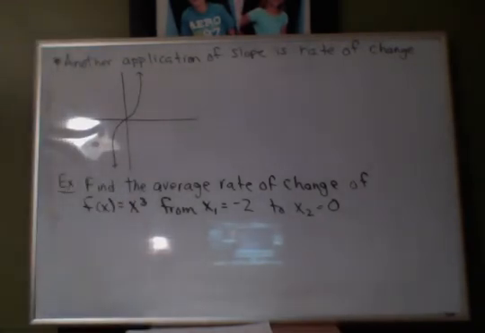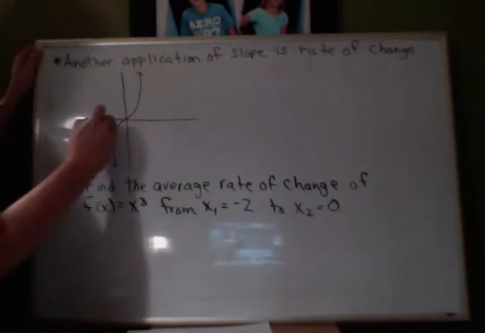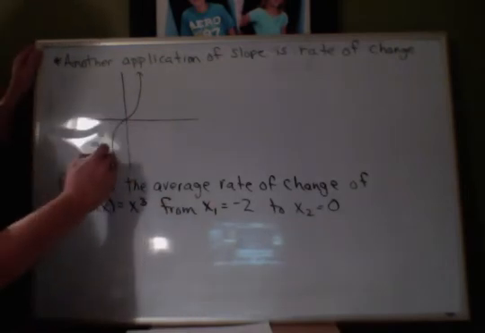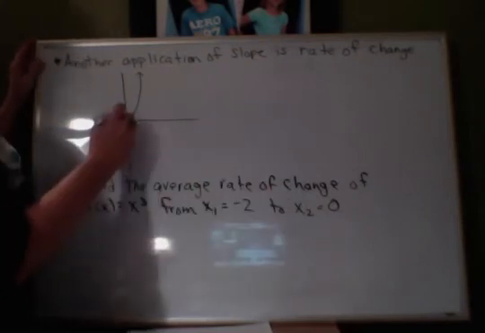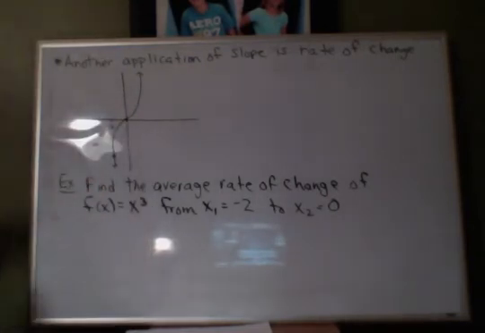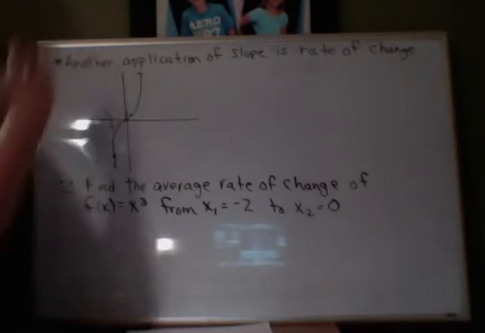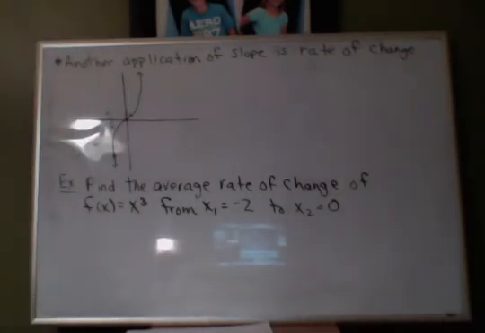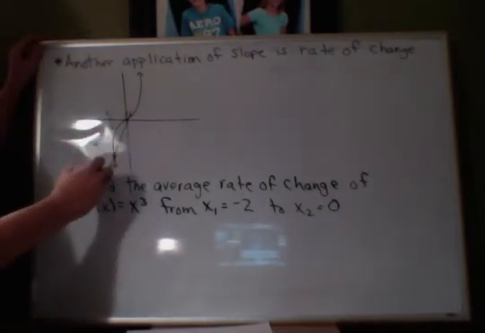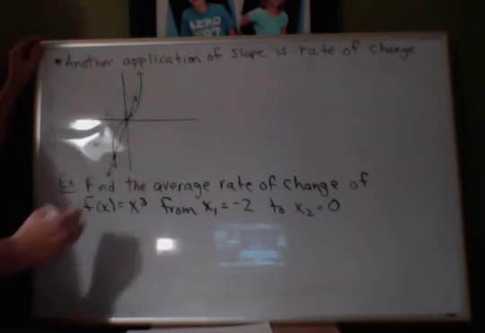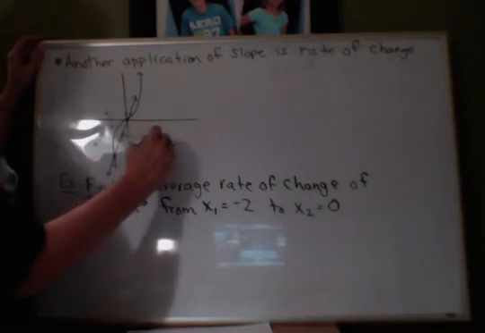This says that we would like to find the average rate of change from x1 equals -2, so wherever I might have -2 here, I have some ordered pair here, and x2 equals 0, which is actually going to be right here. So this is x1, and this is x2. And we really want to find the average rate of change. We're really looking for the slope of this line, which is called a secant line. So let's label that secant line.